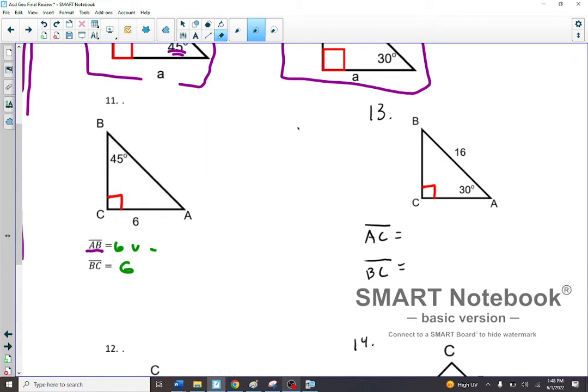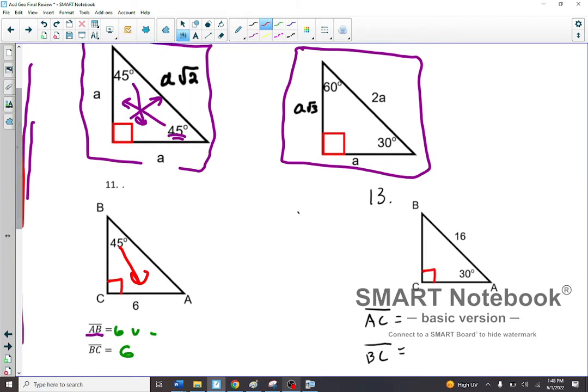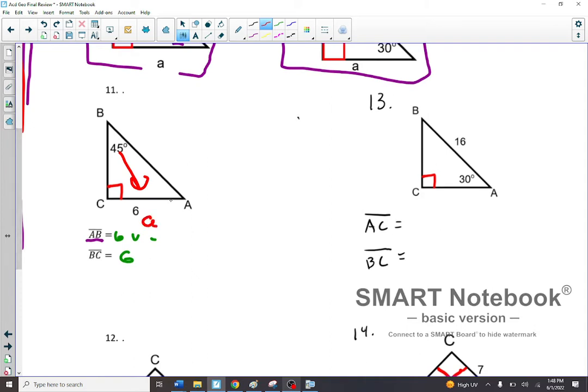if you see it blank, look at this side. This side is 6, right? Over here, 6 equals something. What position would this be? I look across 45. Oh, that's an A value. So this should be an A. I look across this one. This should be an A. And I look across the right angle. This should be a root 2. Okay, never mind. Got this.